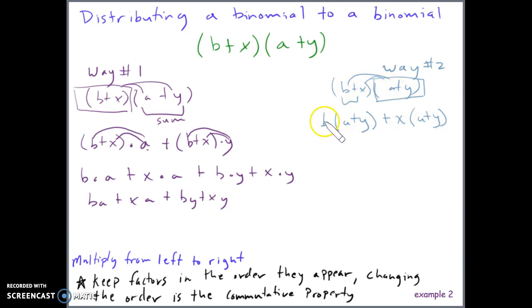And then we could distribute this monomial inside the parentheses, and we would get b times a, which would be ba, plus b times y would be by, plus x times a would be xa, plus x times y would be xy. And you can see that we have the same exact expressions, however they're in a different order, right? So there's two main ways to distribute, and these are both of the ways.